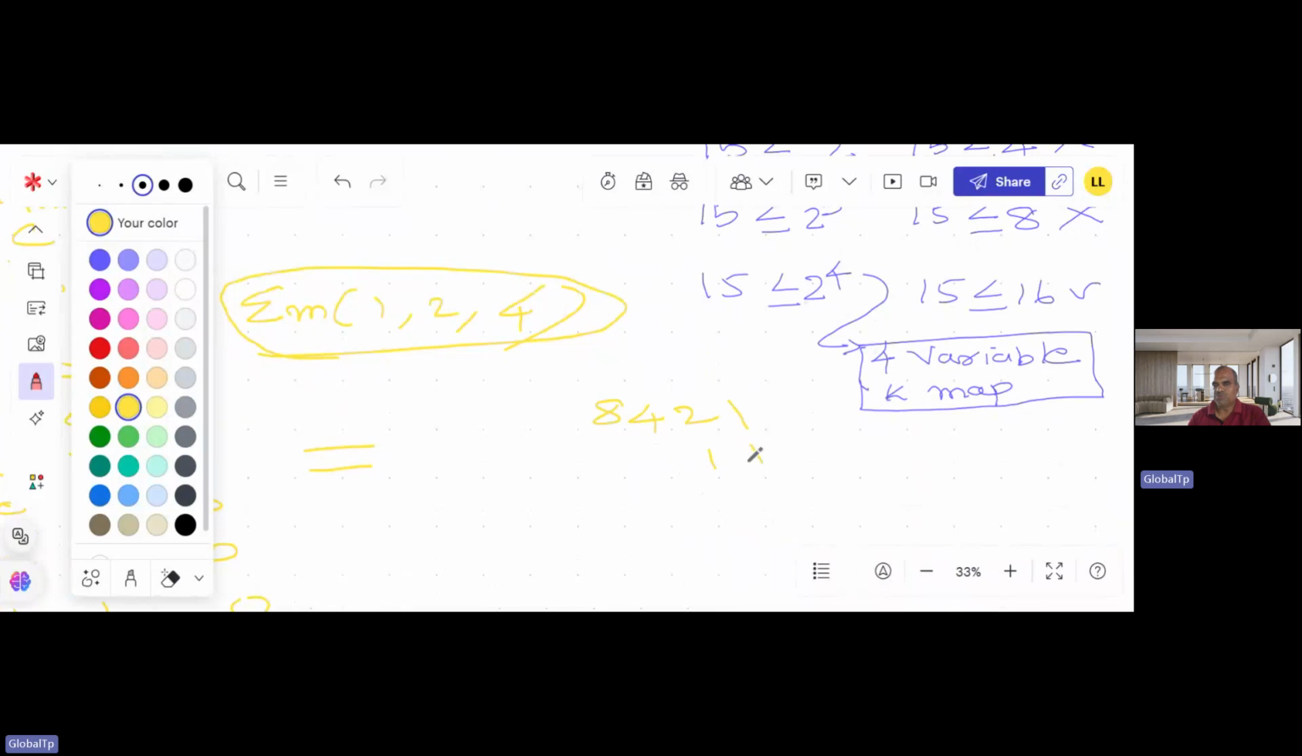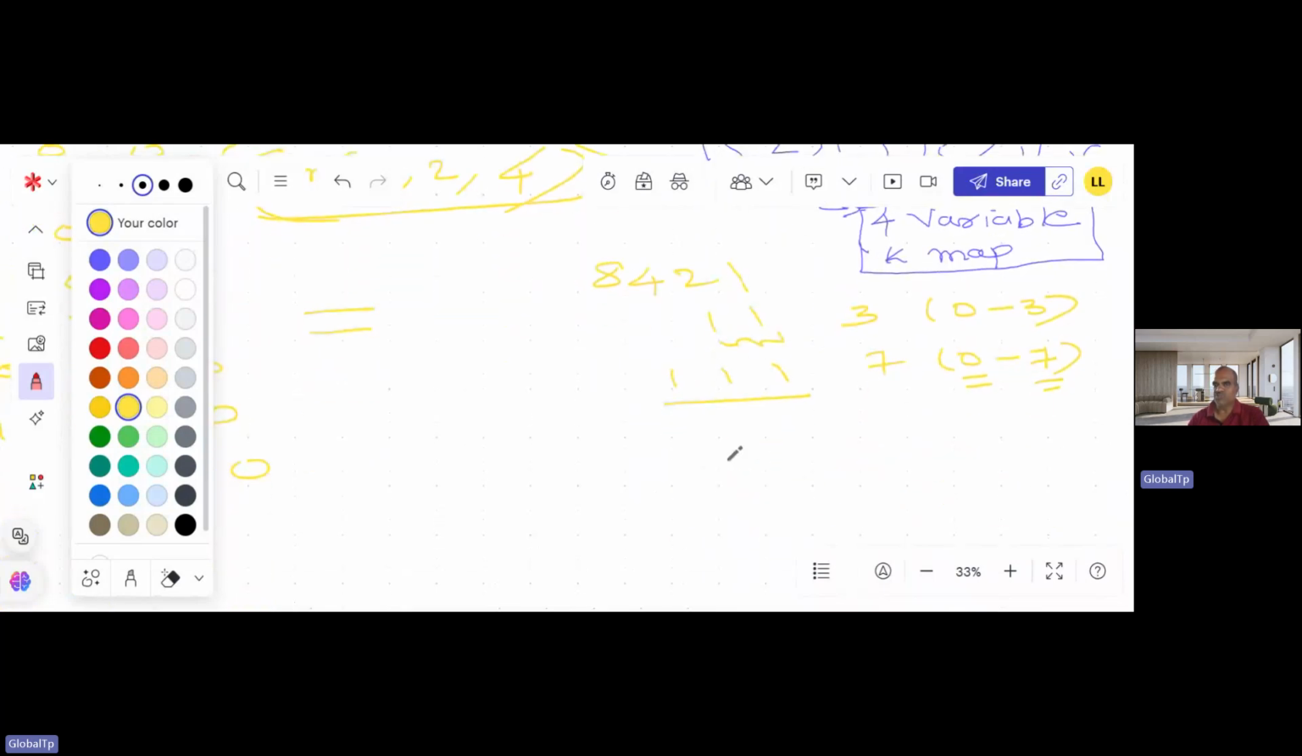So if you put 1 1, you can write 2 plus 1, 3. So if the number series is in the range of 0 to 3, then you can use a two variable Karnaugh map. Similarly, if I put 1 1 1, what number will you get? 4 plus 2 is 6, 6 plus 1 is 7. So if the number is in the range of 0 to 7, the minimum number being 0 and the maximum number being 7, then you need to use a three variable Karnaugh map.